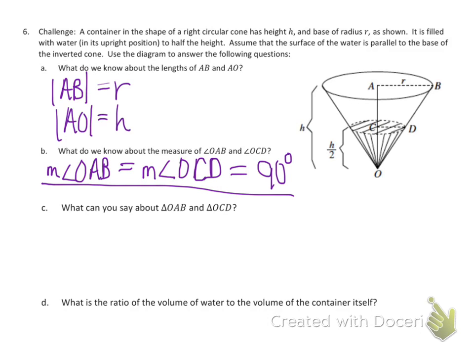Okay, so what can we say about triangle, so now we're talking about triangles here. Triangle OAB, so that would be this triangle here, and triangle OCD, right there. Okay, so we want to think back to one of our earlier modules, and what does this make you think of? If you want to pause it and think about it, that would be good.